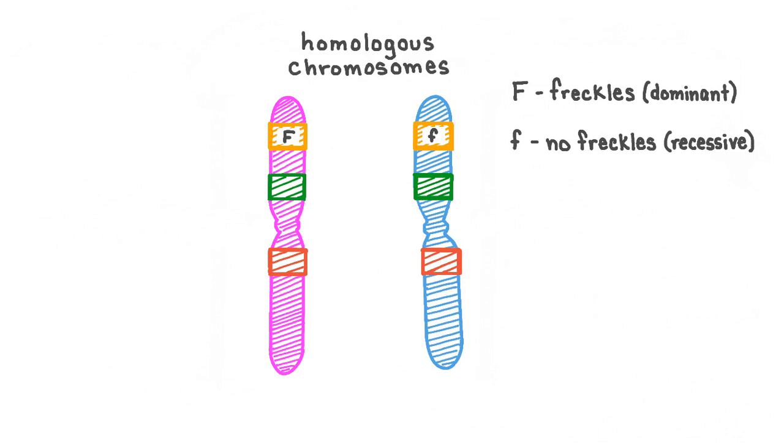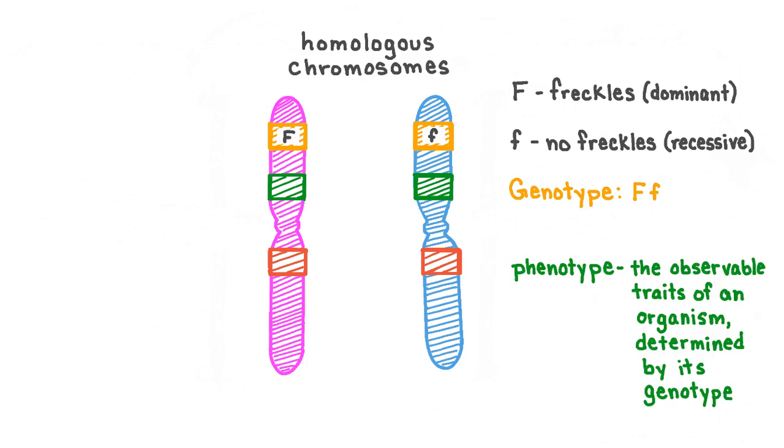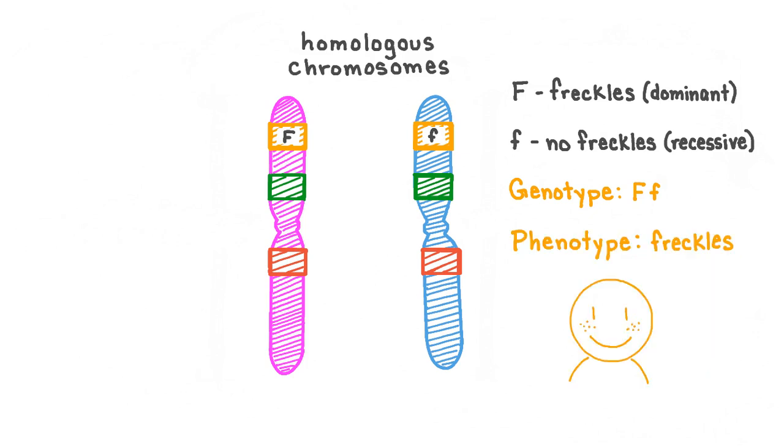Say the gene represented here in orange is the gene that determines whether or not a person will have freckles. The chromosome on the left might carry a dominant allele for freckles, which we represent with a capital F. The chromosome on the right, however, might carry a recessive allele for no freckles, represented here by a lowercase f. The genotype of the person with these chromosomes will therefore be capital F lowercase f, and the combination of these two alleles will determine whether or not the person will have freckles. In other words, the genotype helps determine the phenotype, which is the observable outcome. In this case, because the genotype contains the dominant allele for freckles, that's what will be expressed as the phenotype of the individual.